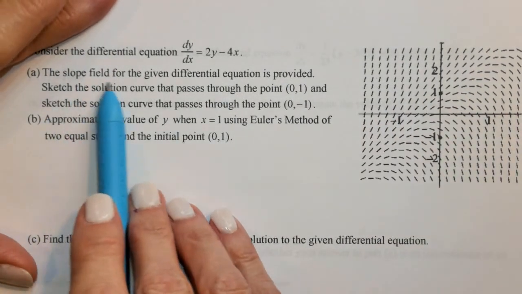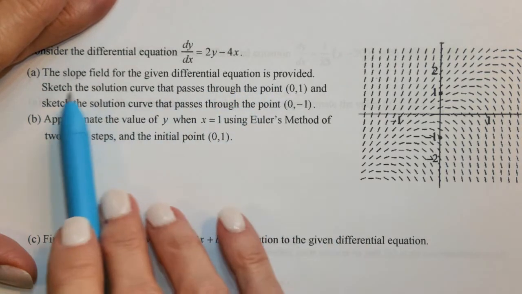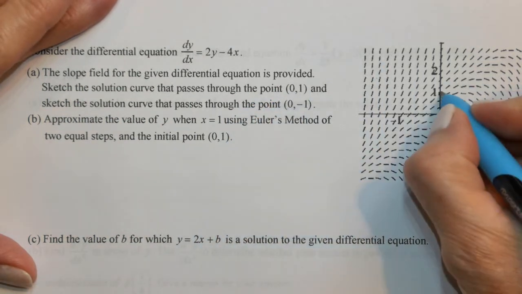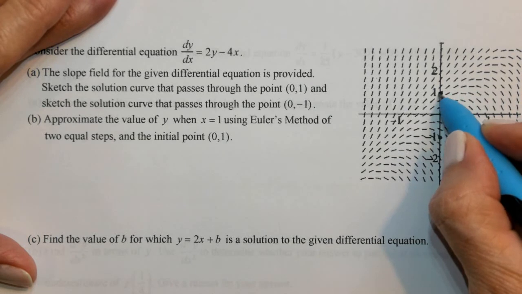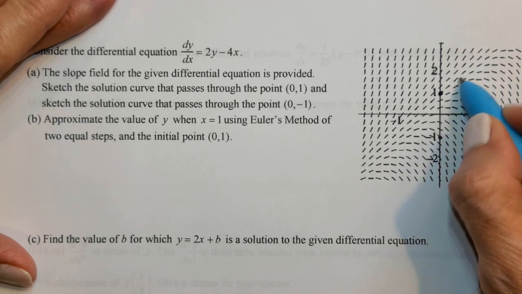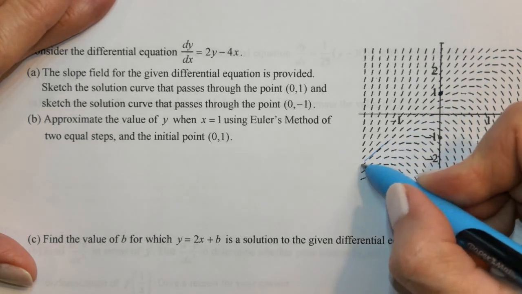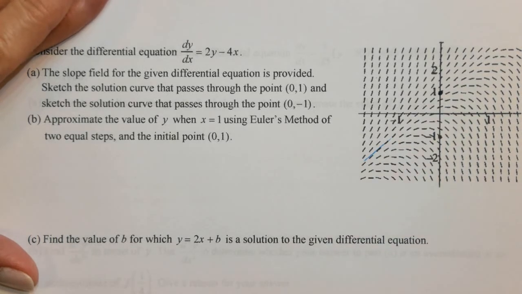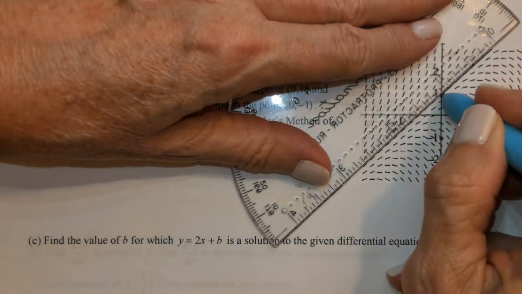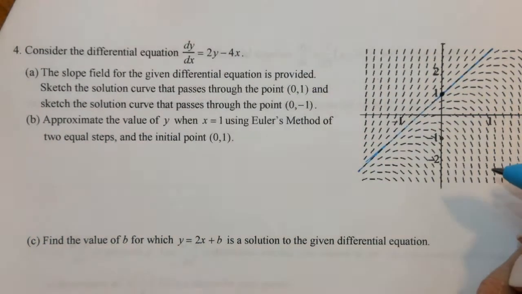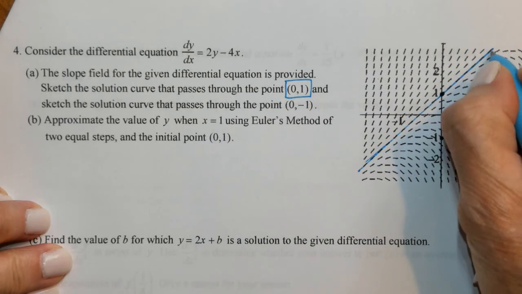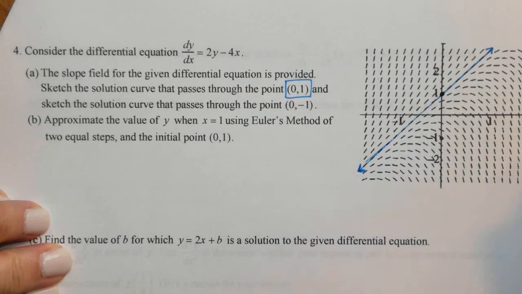It says the slope field for the given differential equation is provided. Sketch the solution curve that passes through the point (0, 1). Well, (0, 1) is right here. So remember what we do here. We follow the slope. We follow the slope, right? It looks to me like this is going to be a line, because all these slopes look like they're identical, and they're following that line. So through the point (0, 1), I have this solution right there.